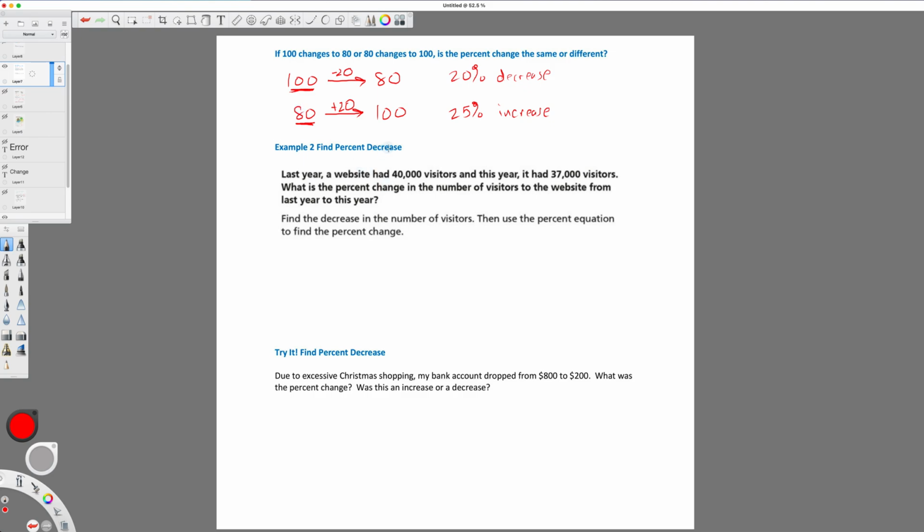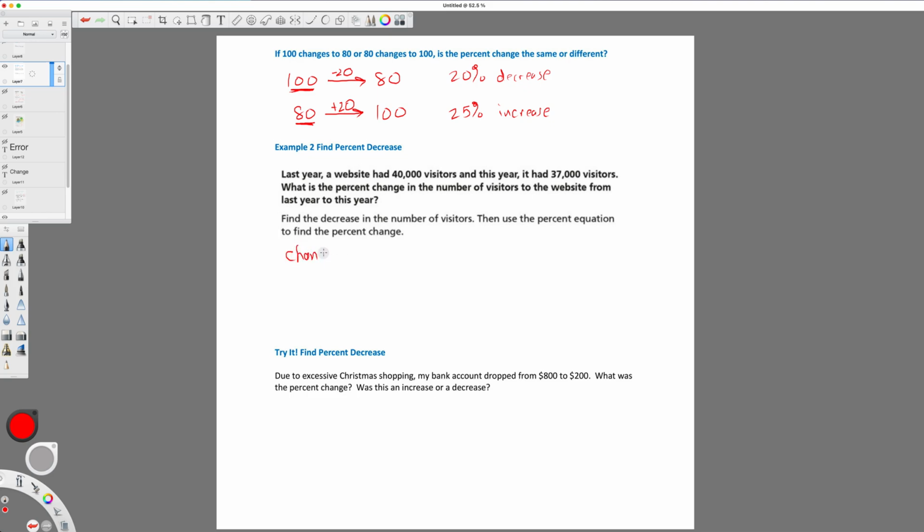So let's do one where there's a decrease. We just saw a decrease there. It's no big deal. It's just anytime something goes down, you're going to have a decrease, and then the percent change is going to be compared to what it was before the decrease. So in example 2 here, last year a website had 40,000 visitors, and this year it had 37,000. What is the percent change in the number of visitors to the website from last year to this year?